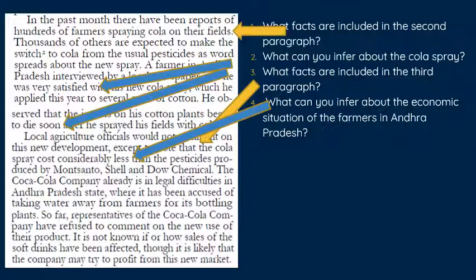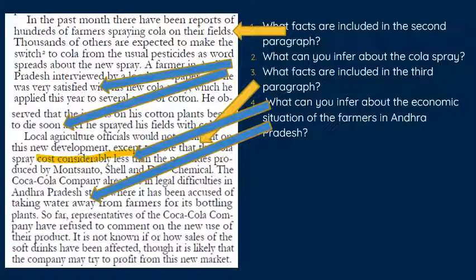I'll show you the clues. Pay attention to the use of the words cost considerably less, and after that, what was that? The Coca-Cola company took water away from farmers. That is make them a cost for its bottling plant. So what can you infer from the statements about the economic situation of the farmers then?